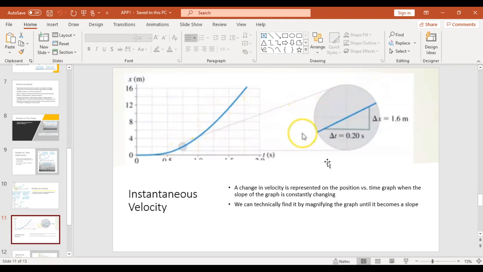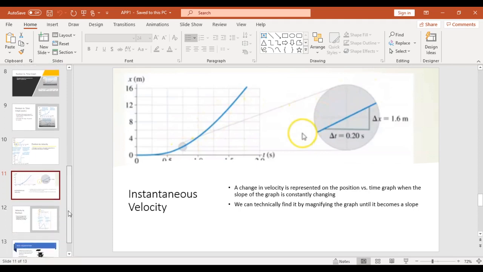So you can just zoom in and then find a very, very accurate guess by using the average velocity, right? It'll be off slightly, but it's good enough to say that that is the instantaneous velocity. For example, 1.6 over 0.2, that's like 8 meters per second, right? Well, yes, we did use the average velocity.